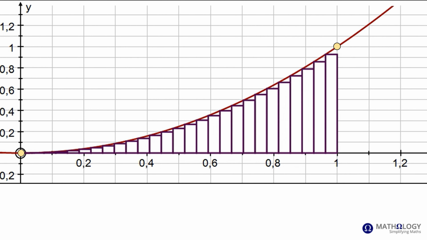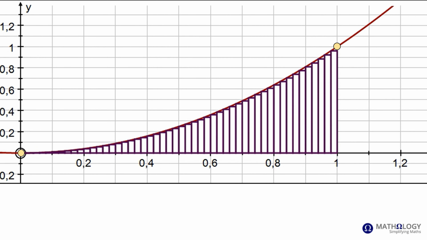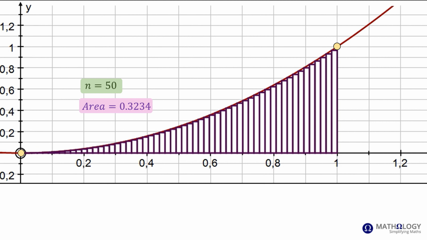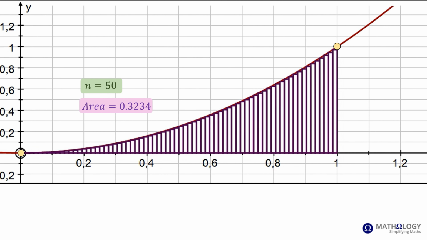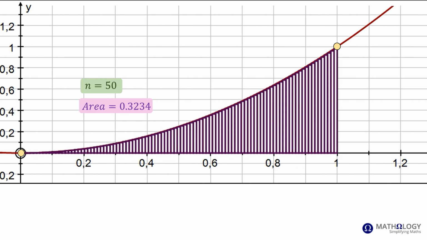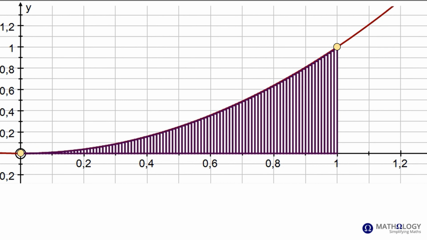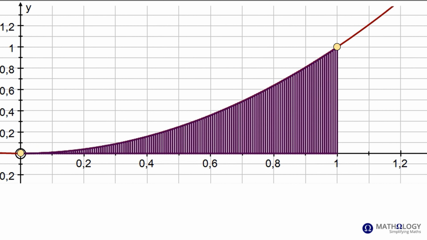And as we increase the number of rectangles, we're getting a far better approximation of the area underneath the curve between the points 0, 0 and 1, 1. So at this point, we have got 50 rectangles underneath the curve. And if we continue increasing the number of rectangles, we'll get a far better approximation of the area underneath the curve. We are now at 100 rectangles. If we move up to 150, it's an even better approximation.